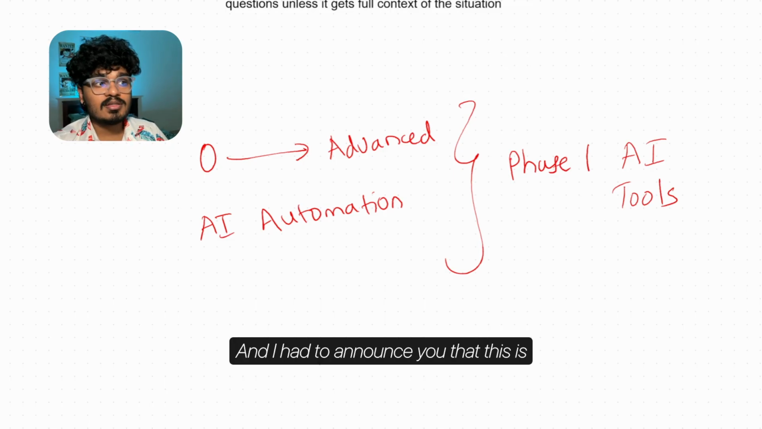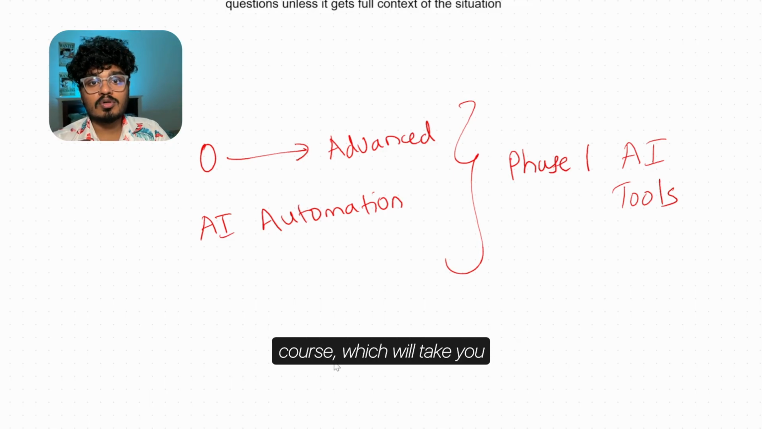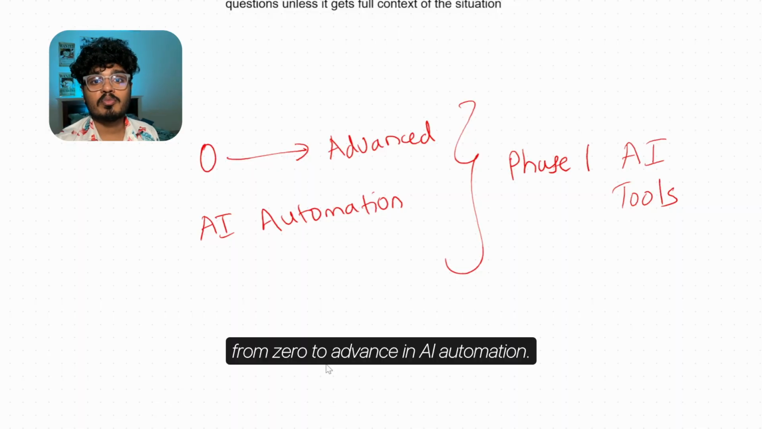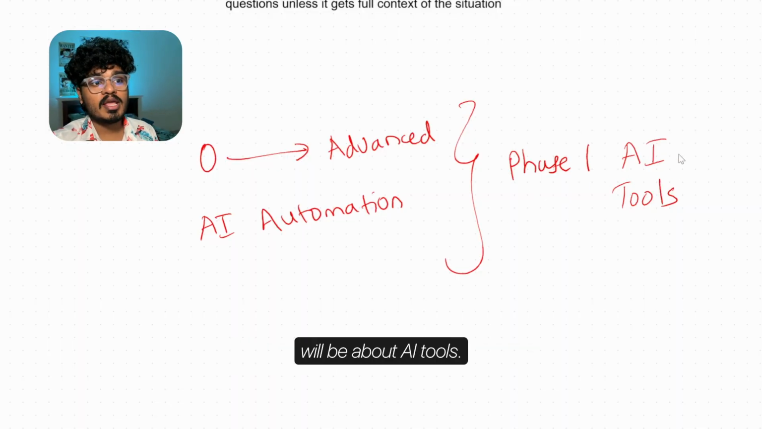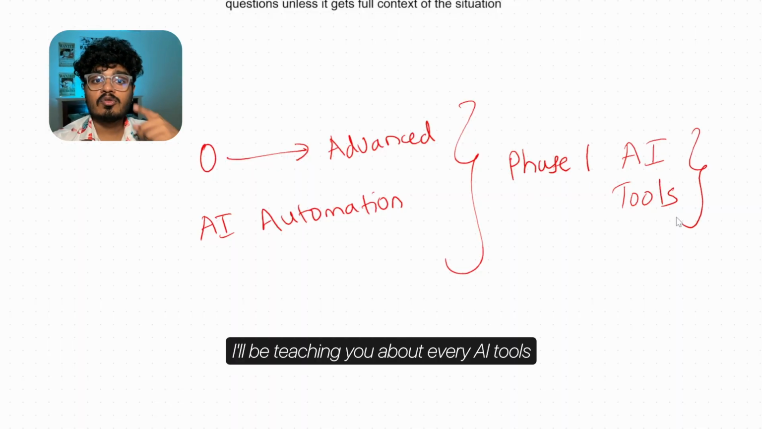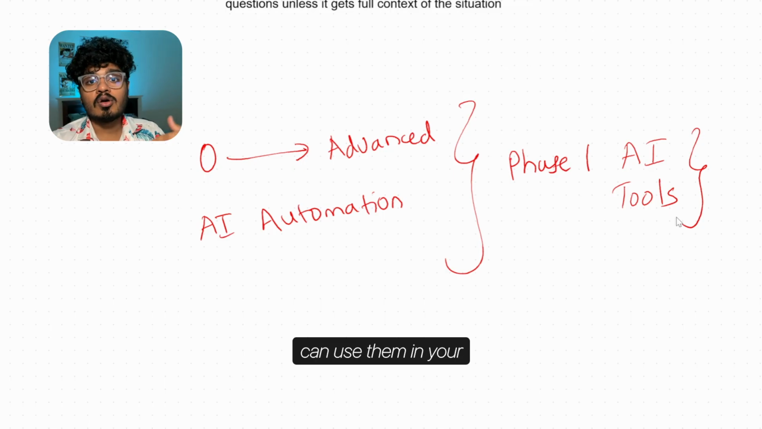And I had to announce to you that this is actually video 1 of a course which will take you from zero to advanced in AI automation. So the first phase will be about AI tools. I'll be teaching you about every AI tool out there so that you can use them in your automation workflows.